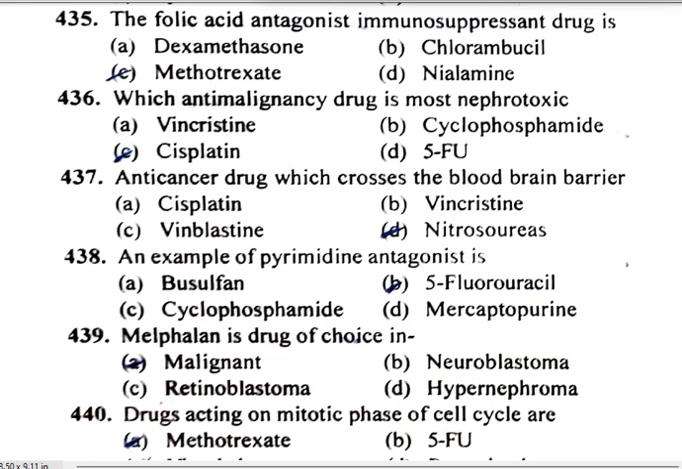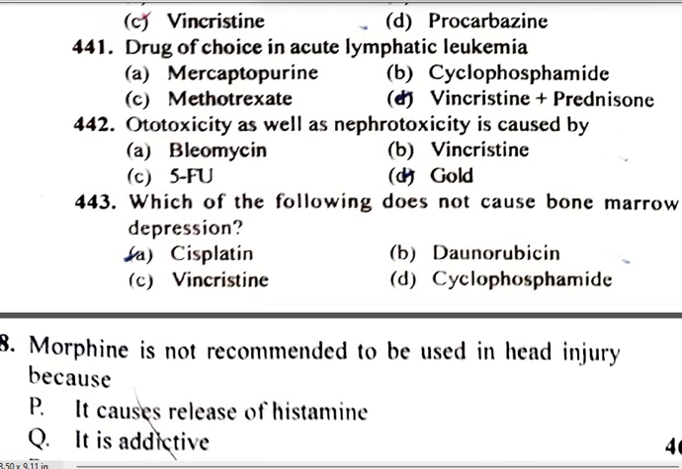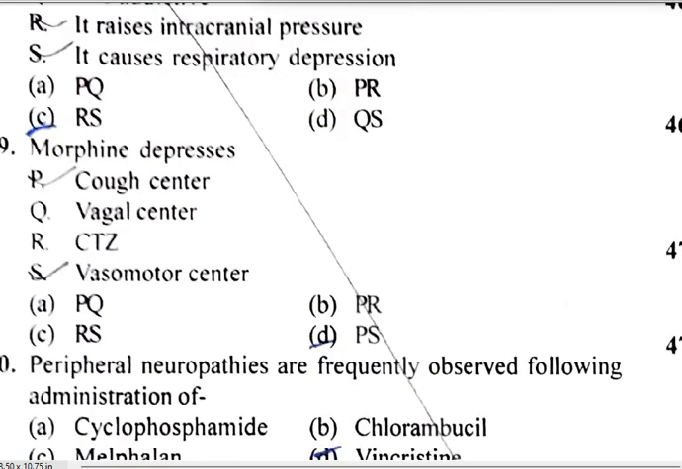Melphalan is drug of choice in multiple myeloma. Drug acting on mitotic phase of cell cycle is methotrexate. Drug of choice in acute lymphatic leukemia is vincristine plus prednisone. Ototoxicity as well as nephrotoxicity is caused by cisplatin. Which of the following does not cause bone marrow suppression? Cisplatin. Morphine is not recommended to be used in head injury because it raises intracranial pressure and causes respiratory depression. Morphine decreases cough center and vasomotor center.